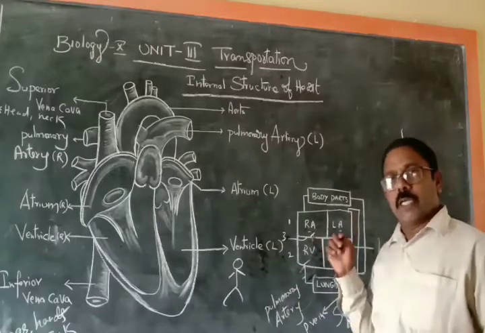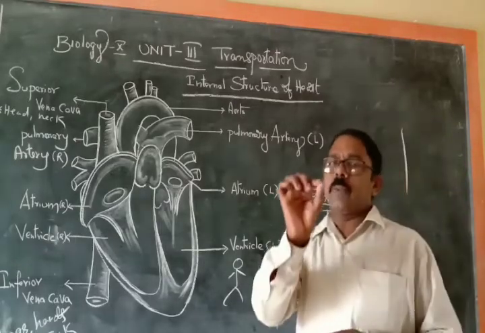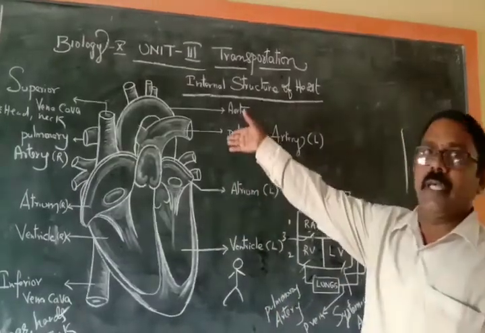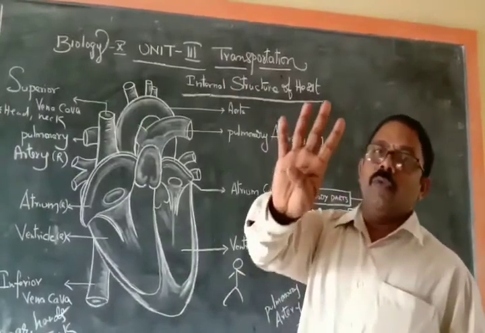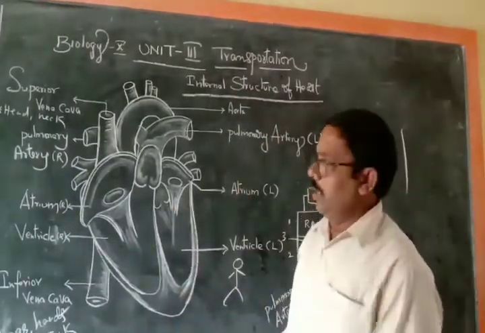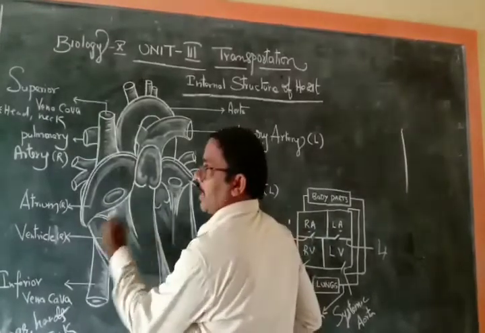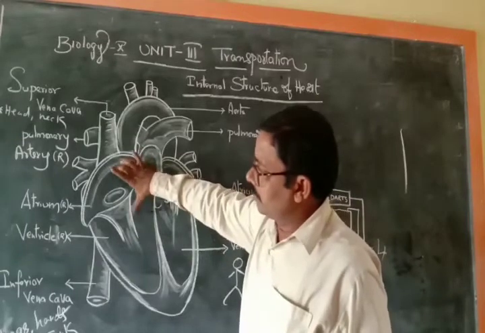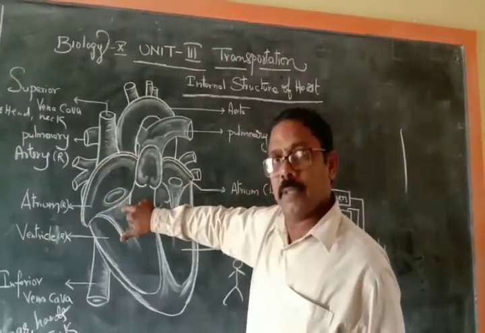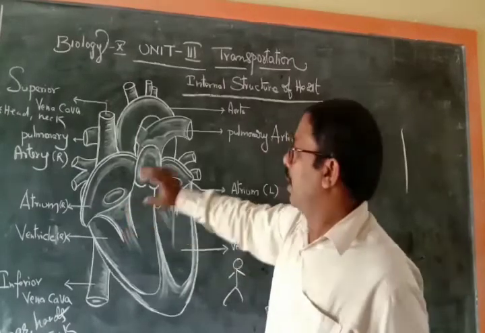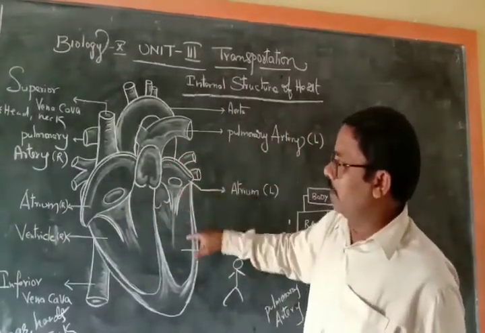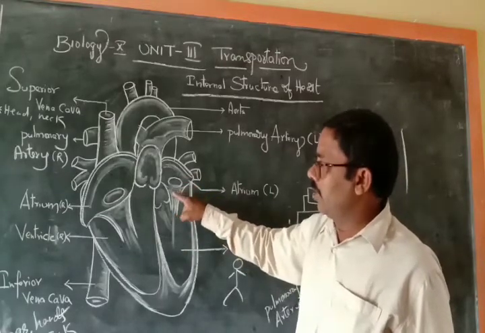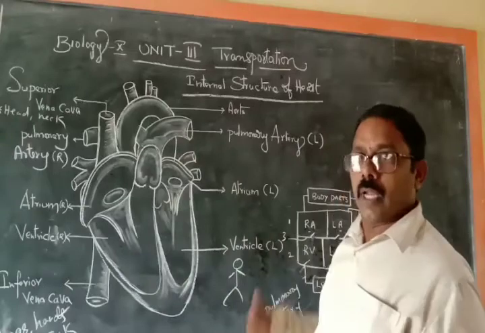I will discuss the septums later, and again I will discuss the valves of the heart. How many valves are present in the human heart? There are 4 valves. The first is the tricuspid valve, between the right atrium and right ventricle. The second is between the left atrium and left ventricle, the bicuspid valve, otherwise known as the mitral valve.